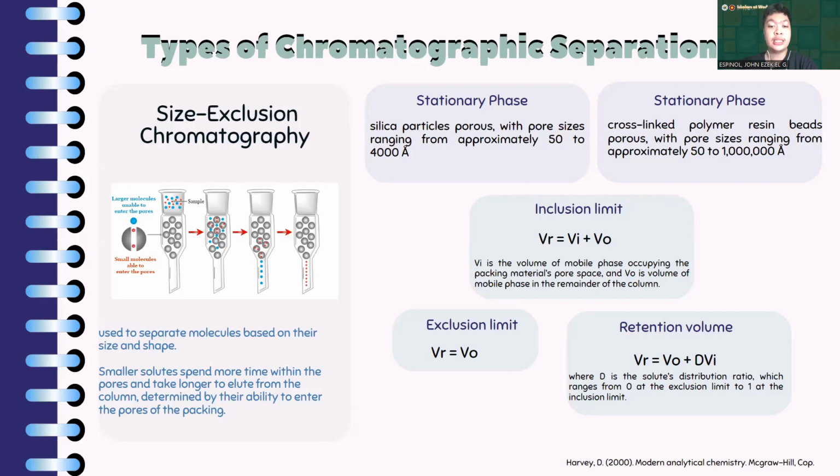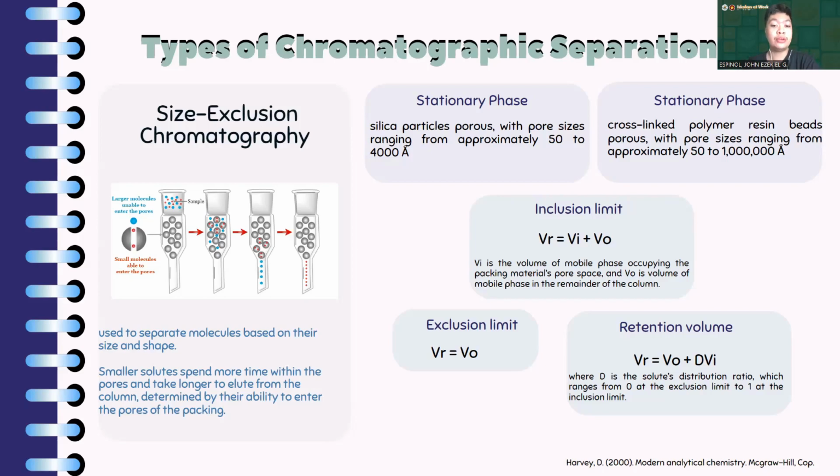Silica particles are commonly used as the stationary phase in SEC. These particles have a porous structure with a pore size ranging from approximately 50 to 4,000 angstroms. The porous nature of silica particles allows molecules to enter the pores based on their size. Larger molecules are excluded from entering the pores and are eluted from the column first, while the smaller molecules can enter the pores and take longer to elute.